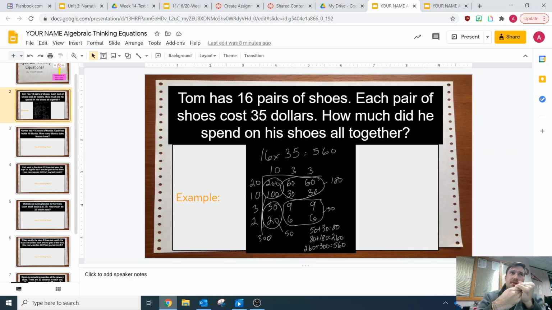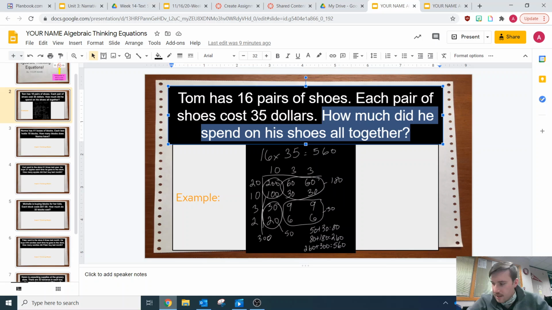As we're thinking of this question, we're kind of wondering, okay, are we going to be multiplying? Are we going to be adding, subtracting, dividing, finding area? There could be a ton of things that we could do with this information, but what is the question asking us to do? So when we look at this, let's look at the question that it asks us. How much did he spend on his shoes all together? So all together means that we're going to be finding some bigger answer.